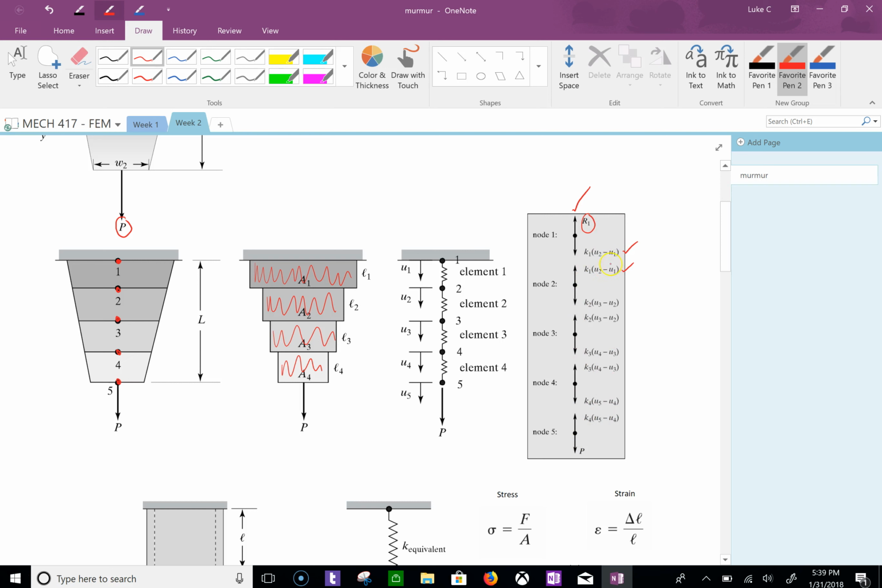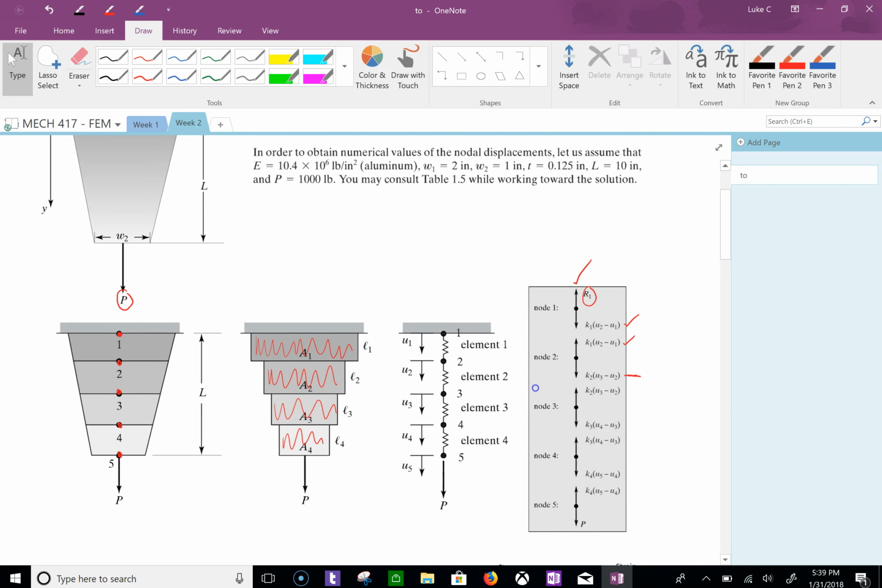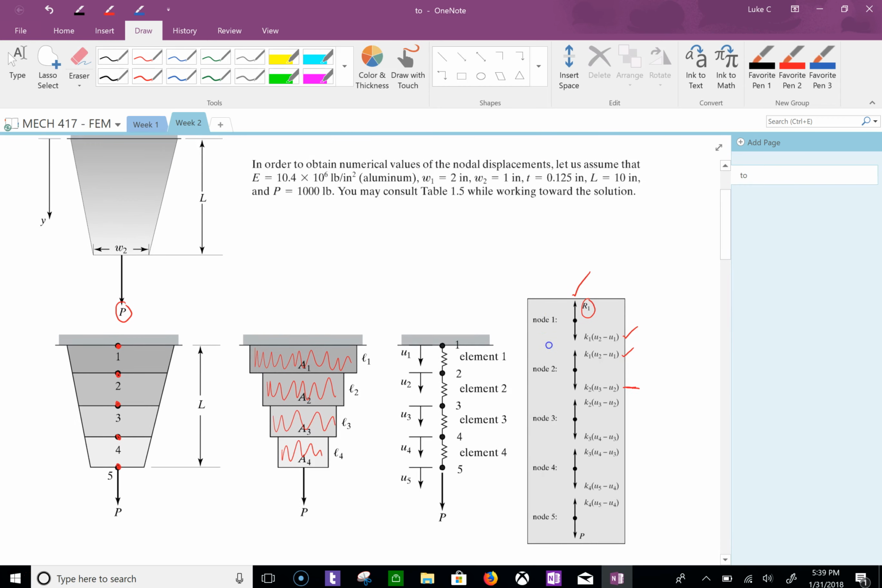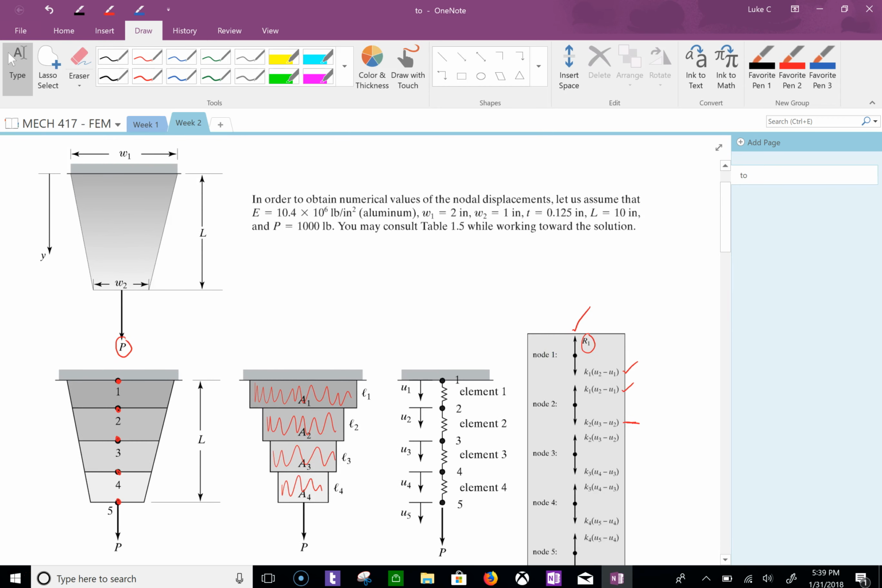And again, let's look at this one. It's U3 minus U2, because we look at how much that element now stretches. Because if U3 goes down 5 and U2 goes down 2, then really this element is stretched by 3. All right, so again, let's review and then we'll get to more. We have this solid structure, we're pulling down with a force P, and we want to find the deflections.